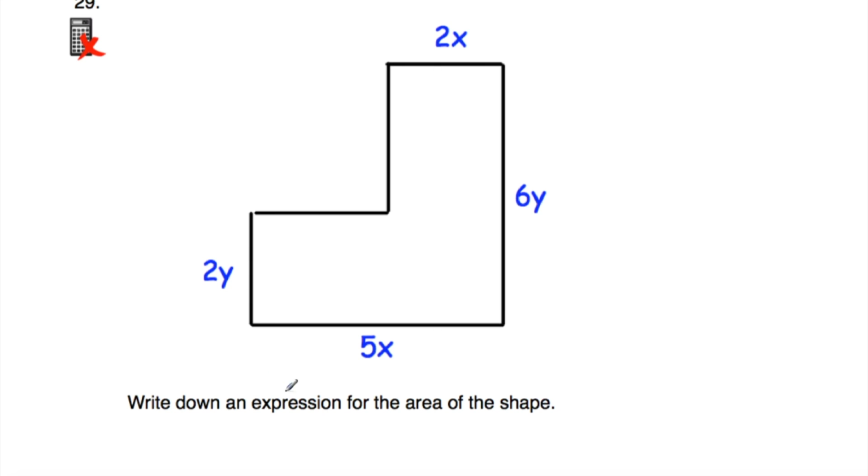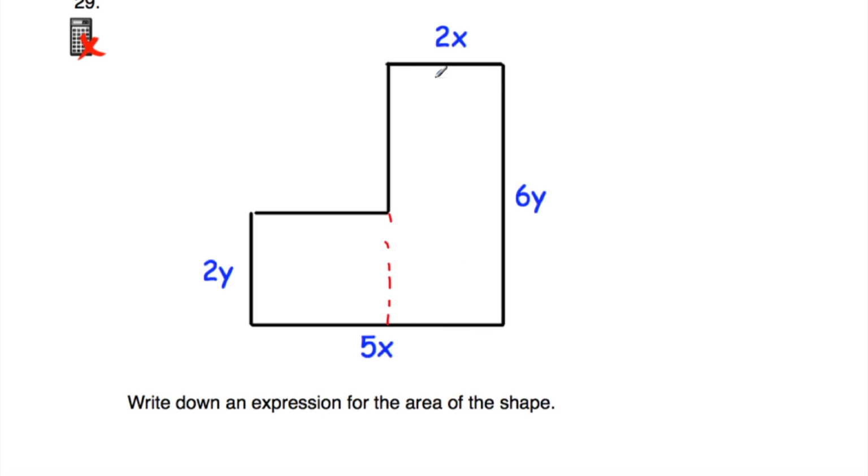So we've got this shape, and we've been asked to write an expression for the area of the shape. What I'm going to do is split this shape into two rectangles. So I'm going to cut it vertically like so. You could probably cut it horizontally if you wished instead, but I'm going to cut it down vertically. So we've got these rectangles, and we're going to find the area of each of them and then add them together.